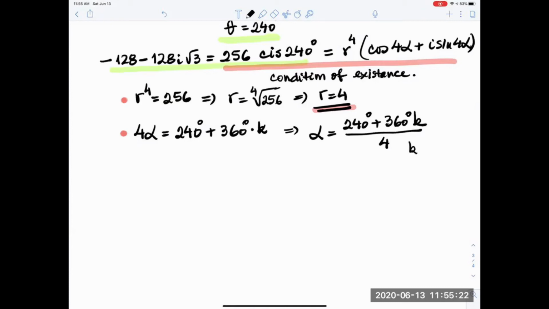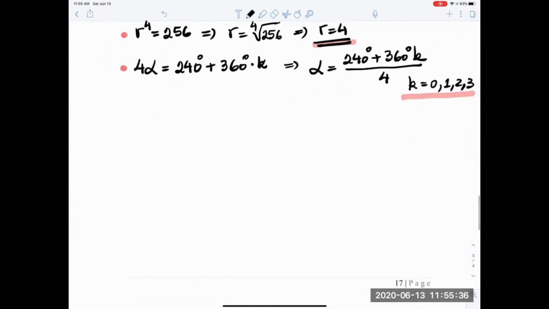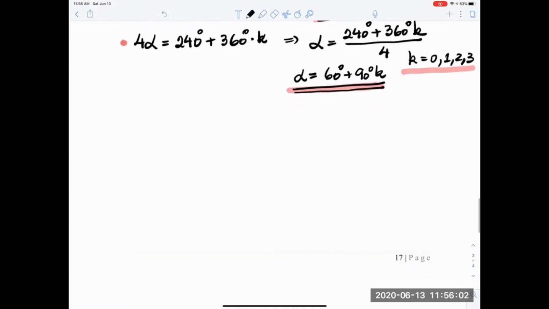Great. What are we looking for here? We are looking for k as being 0, 1, 2, and 3. So for each one of those, we need to calculate how much is alpha. But first, let's distribute a little bit. Alpha is equal to 240 divided by 4, that's 60, plus 360 divided by 4, that's 90, times k. So that is a way to look for alpha. And then we're going to plug in our k's. This is where I'm going to make a little table, because I think it's easier to look at it on a table.